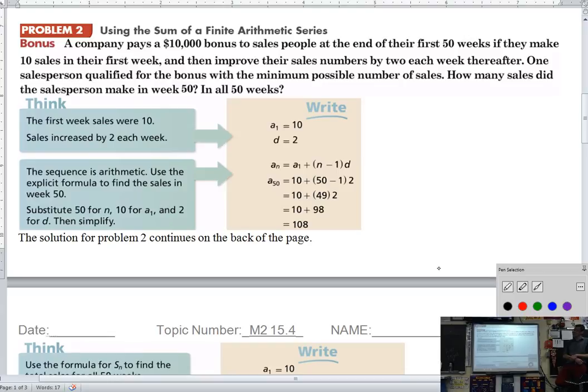So, if they make 10 sales in their first week and then improve their sales by 2 each week after. Because if you stay stagnant, you're not getting better. Really, staying the same is like getting worse. I feel like in sales, you want consistency.